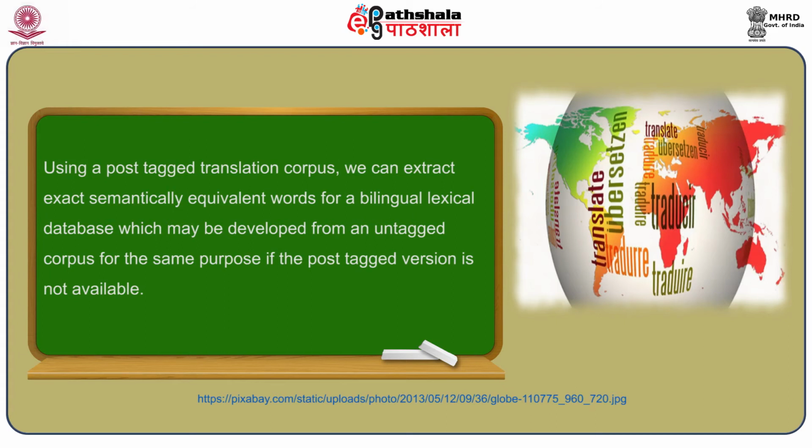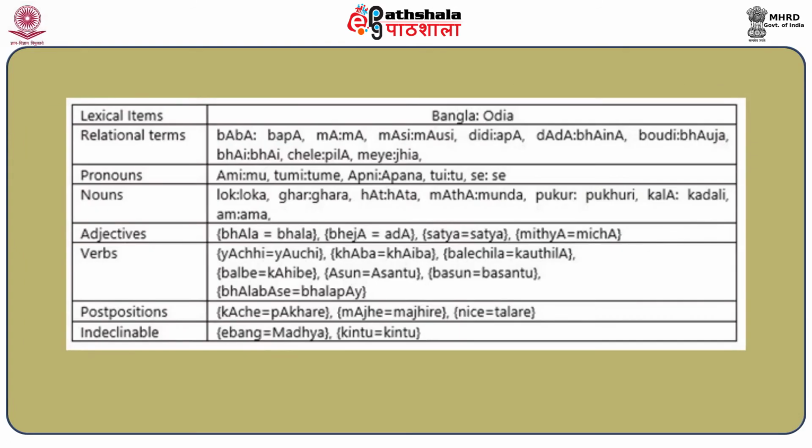Using a POS-tagged translation corpus, we can extract exactly semantically equivalent words for a bilingual lexical database, which may be developed from an untagged corpus also for the same purposes if the POS-tagged version is not available. Here again, we should say that formation of a bilingual lexical database is best possible within those cognate languages that are typologically or genealogically related, say Bangla, Odia, Hindi, Urdu, Tamil, Malayalam, because cognate languages usually share many common properties, both linguistic and non-linguistic, which are rarely found in non-related languages.